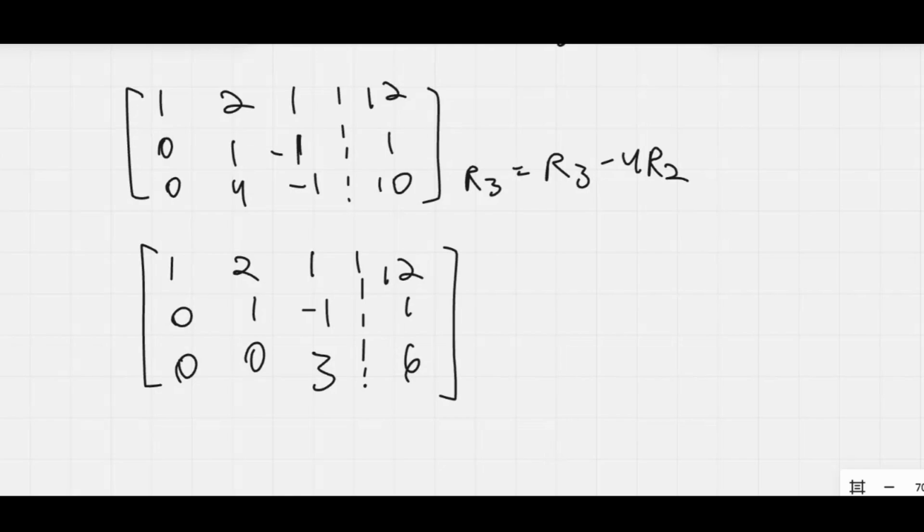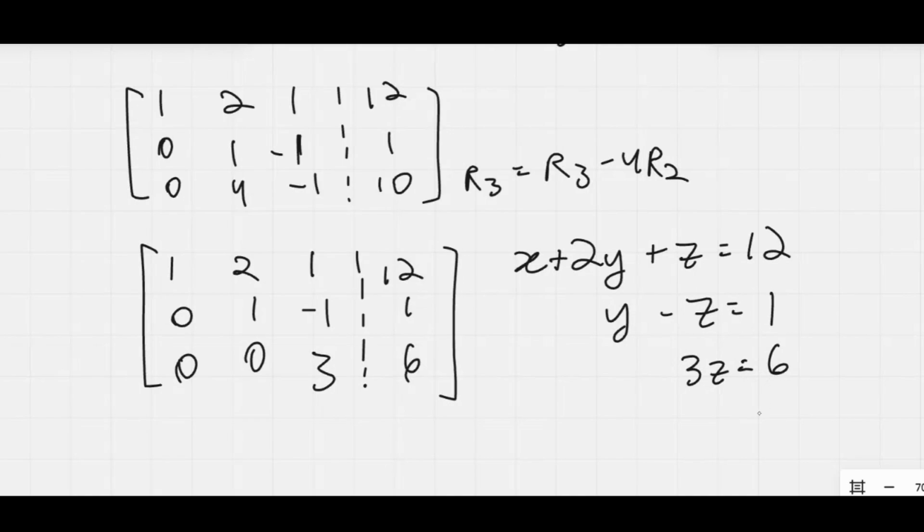And so now we can actually solve, and we can convert this into a system of equations and solve for the number of days he spent in each of the cities. So let's do that right here. So we have x plus 2y. We also have y minus z is equal to 1. And then we also have 3z is equal to 6.